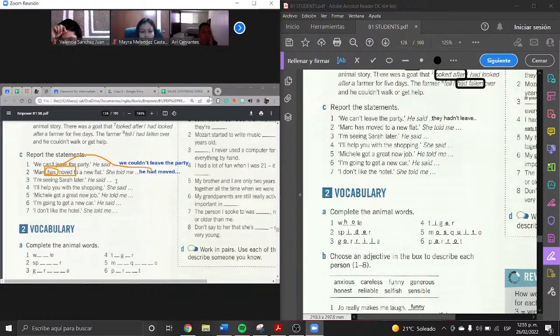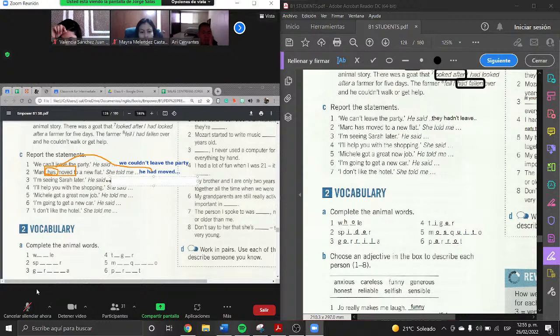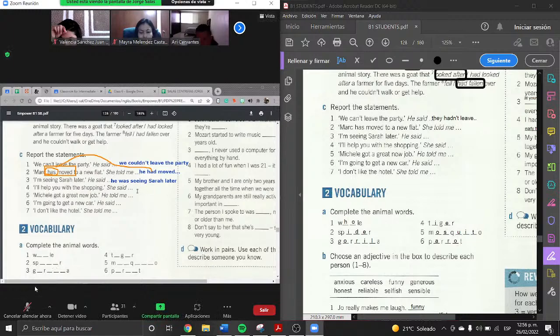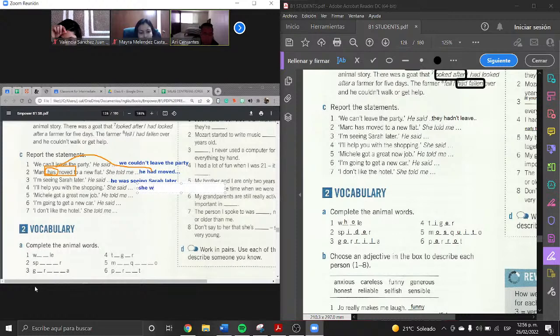I'm seeing Sarah later, he said. He was seeing Sarah later. From present continuous to past continuous. Did it make sense? Okay. I'll help you with the shopping. She said, will to? She would help me with the shopping.